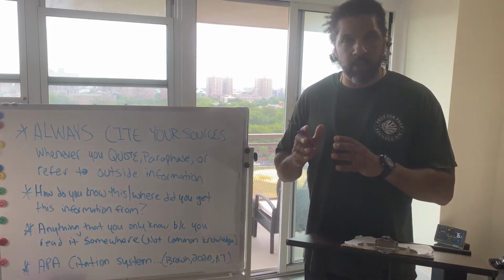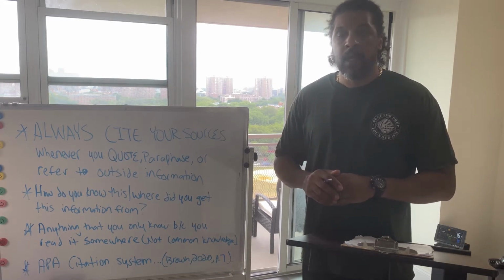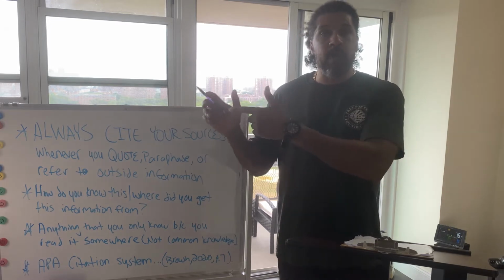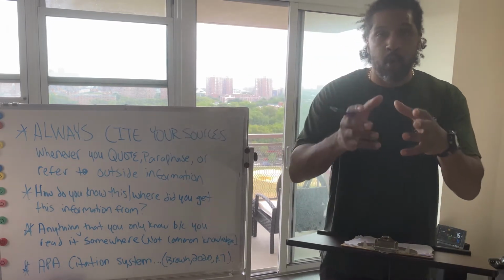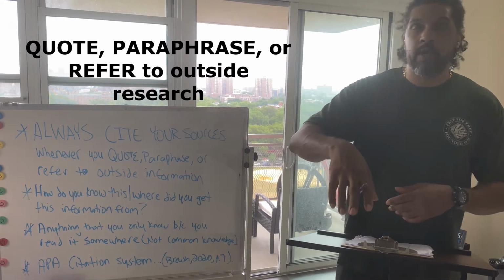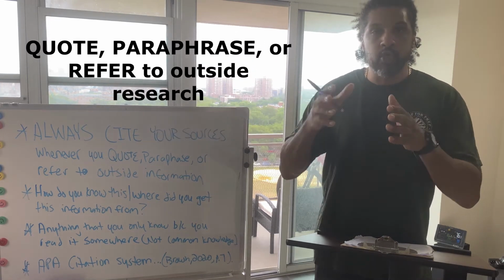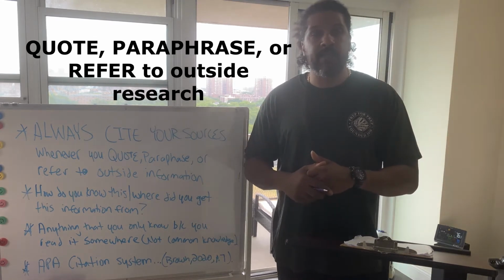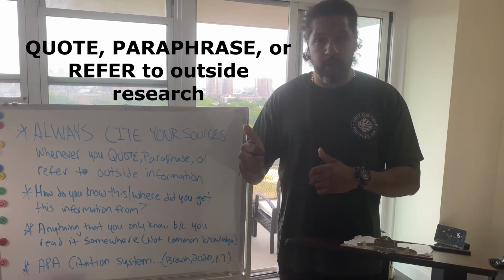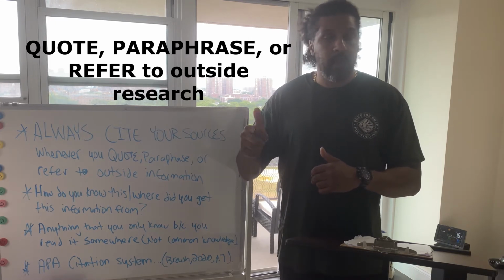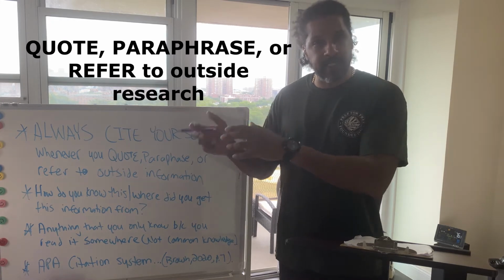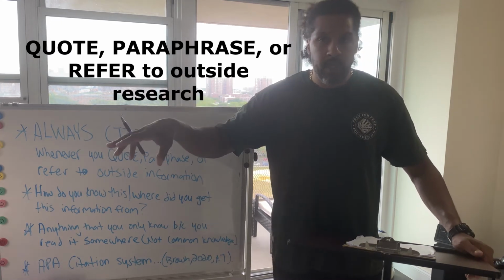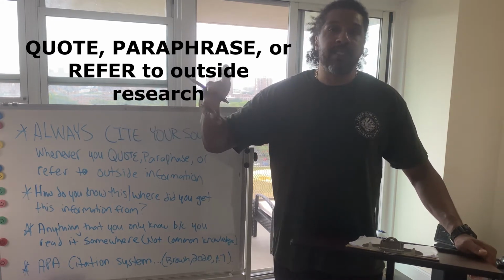This is crucial. This is the golden rule of citation. Every time you quote word for word, you paraphrase, that is putting something into your own words, or merely refer to outside research, you must cite your sources. Let me say this again. Every time that you quote word for word outside research, paraphrase outside research, that is to say you're putting it into your own words, which is fine, or if you are merely referring to outside research, you must cite your sources.